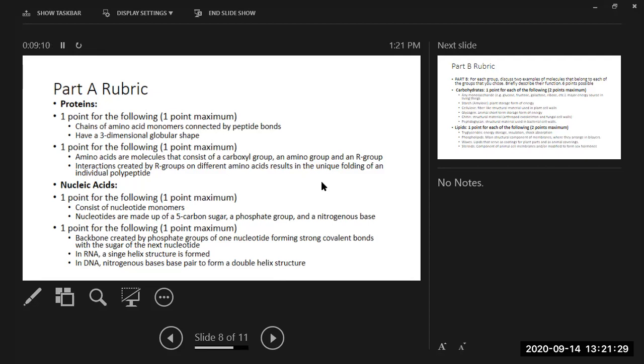And then RNA is a single helix, that would be a point, and DNA is a double helix, that would be a point. And that's all of part A for a total possible score of 6 points max. So add up your point value so far and we'll move on to part B.